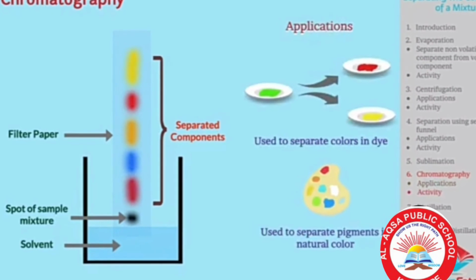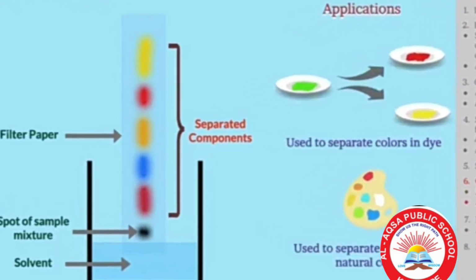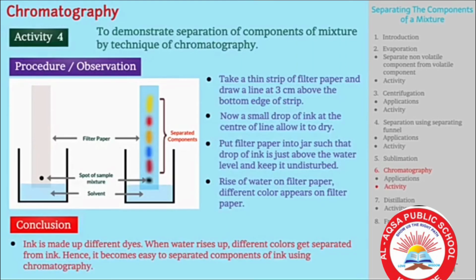Applications: to separate colors in a dye, pigments from natural colors, drugs from blood. This is the activity. Ink is made up of different dyes. So, when water rises up, different colors get separated from ink. Hence, it becomes easy to separate components of ink using chromatography.